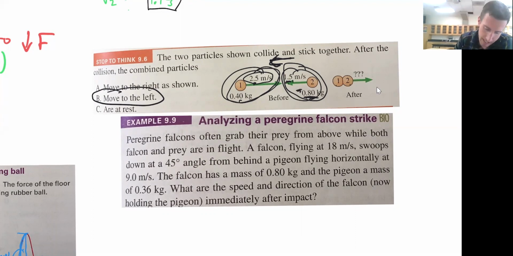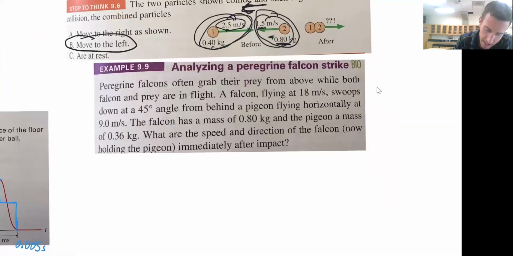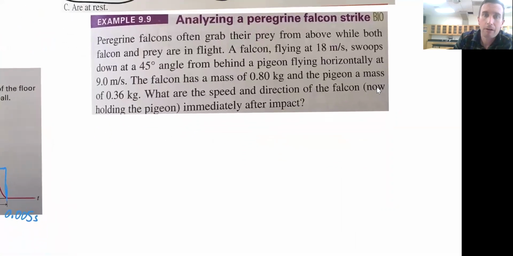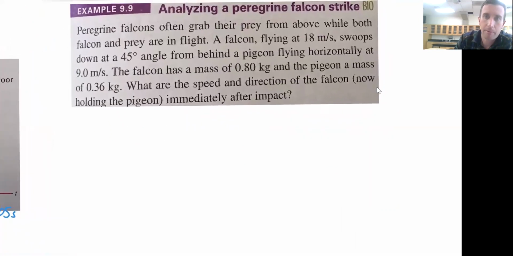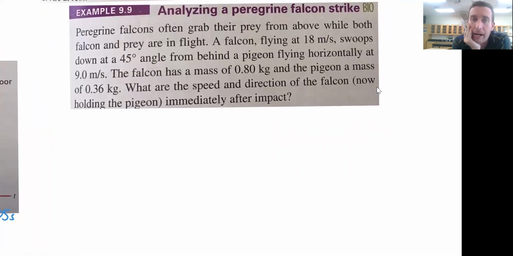All right, let's analyze a peregrine falcon strike. Peregrine falcons often grab their prey from above, while both falcon and prey are in flight. A falcon, flying at 18 meters per second, swoops down at a 45-degree angle from behind a pigeon, flying horizontally at 9 meters per second. Falcon has a mass of 0.8 kilograms, pigeon has a mass of 0.36 kilograms. What are the speed and direction of the falcon now holding the pigeon immediately after impact?